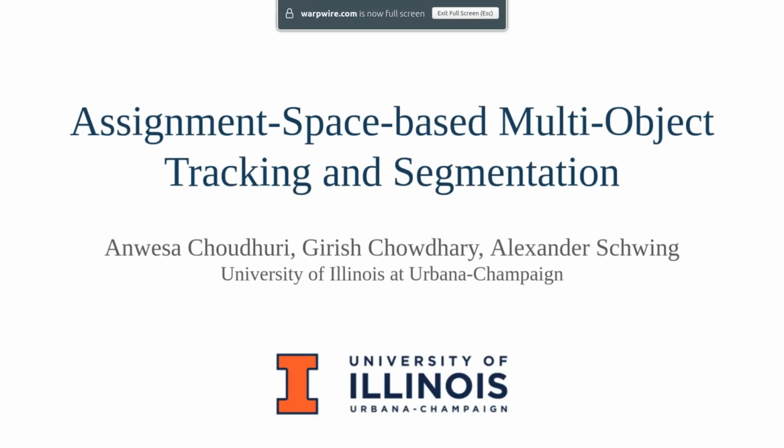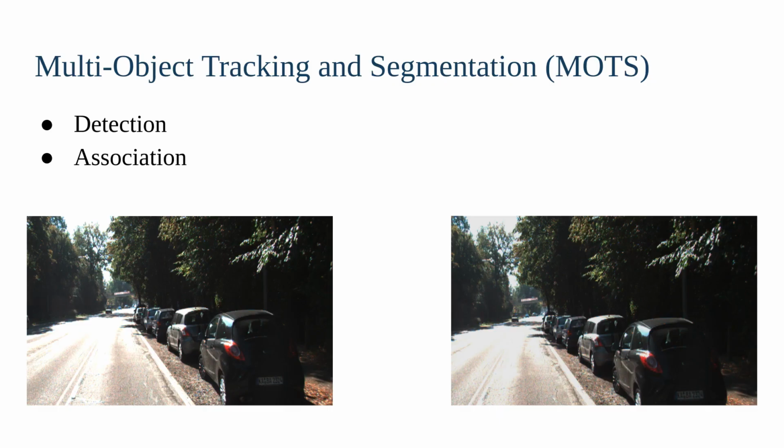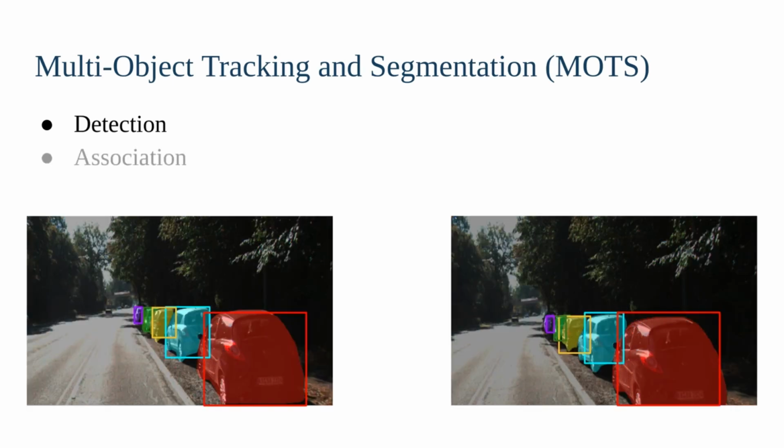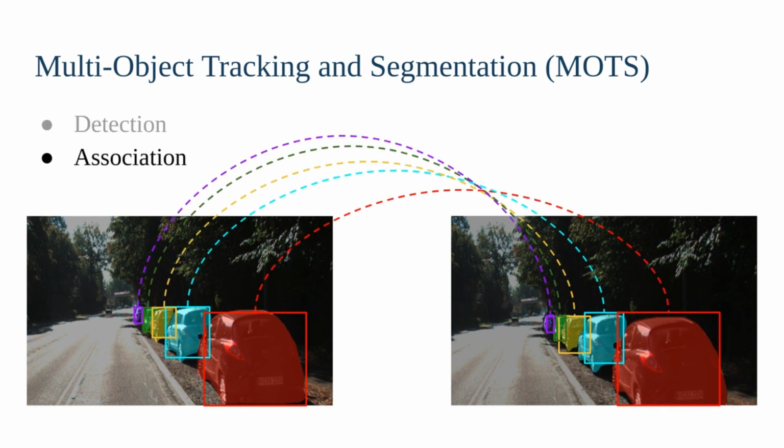Hello everyone. Today I'll be talking about a recent paper on assignment space-based multi-object tracking and segmentation. Multi-object tracking and segmentation is the task of jointly addressing detection and association. Detection involves finding bounding boxes and segmentation masks of objects. Association involves assigning consistent identities to detected objects over time.